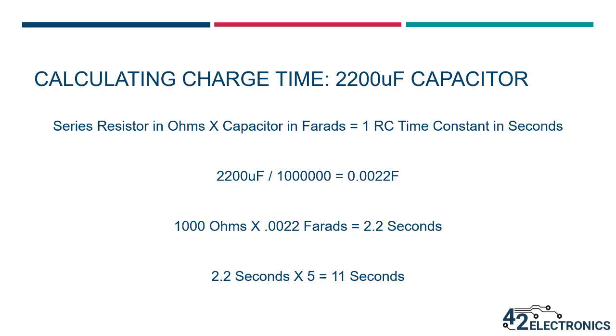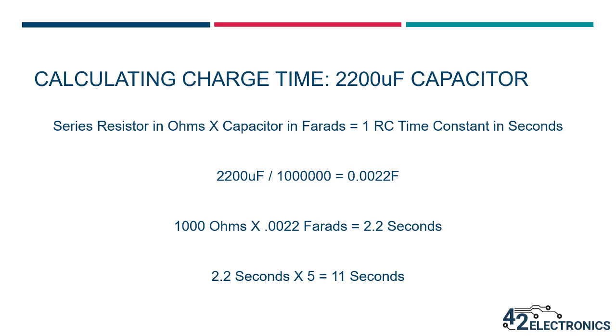Since a microfarad is 1 millionth of a farad, the UF value of your capacitor must be converted to its farad value by dividing by 1 million. So a 2200 UF capacitor is divided by 1 million, which gives us 0.0022 farads. If a 1000 ohm resistor is used with a 2200 UF capacitor, the amount of time of 1 RC can be calculated by 1000 ohms times 0.0022 farads equals 2.2 seconds.